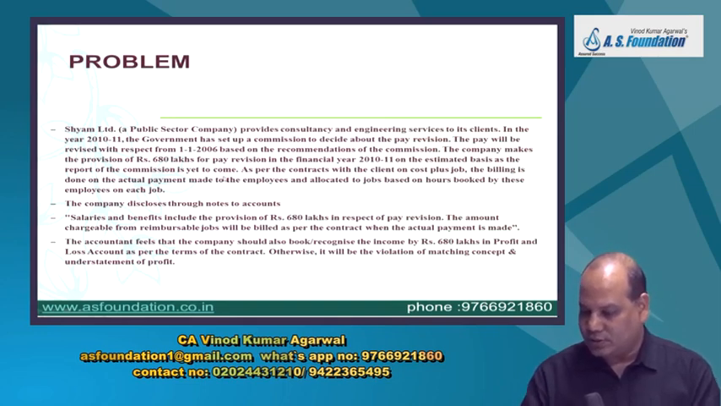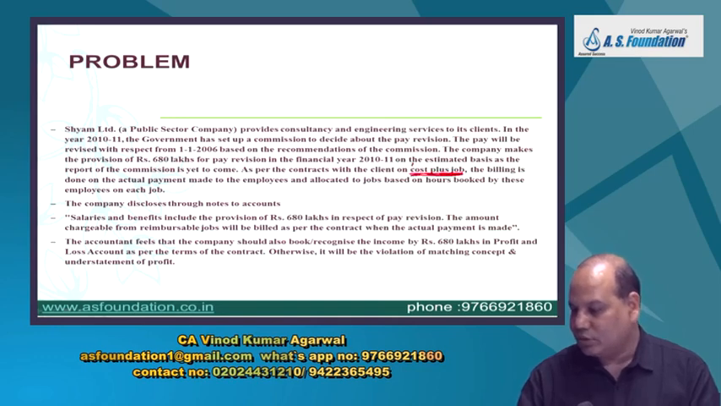Good or bad? Yes. It has made a provision of 680 lakh. No problem with that. As per the contract with the client on cost plus job. What do you mean by cost plus job? The contractee will pay you the cost plus some profit margin. Is it right? Whatever cost you will incur, he will reimburse you. He'll pay you, and he will give you a profit margin. That is cost plus system.